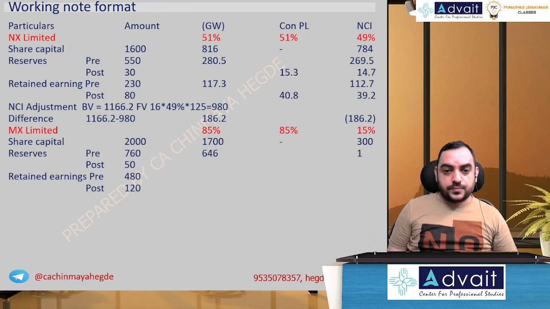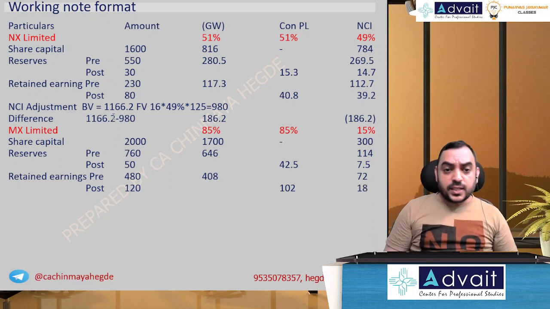114. Post will come in ConPL. 50 into 85, that is 42.5 and 7.5. 480 into 85%, 408. And NCI, 480 into 15%, 72. 120, that is post will come in ConPL. 120 into 85, 102, and this is 18.